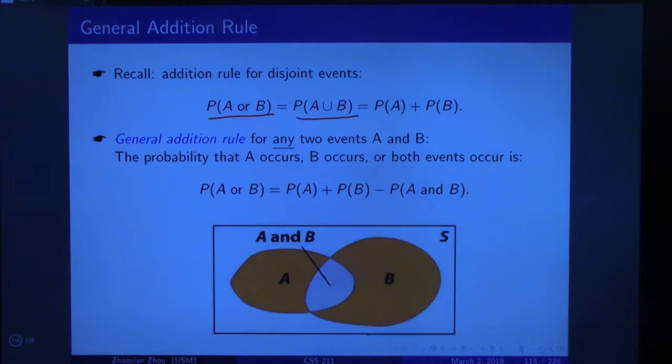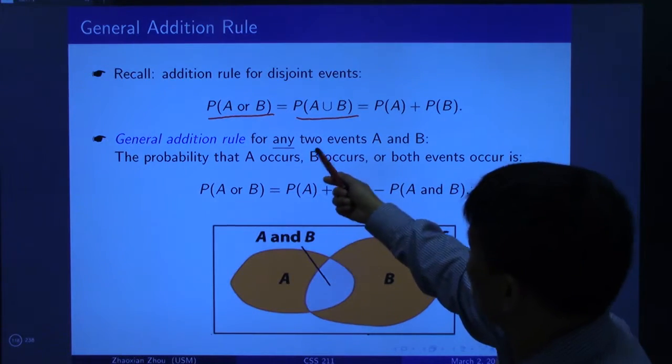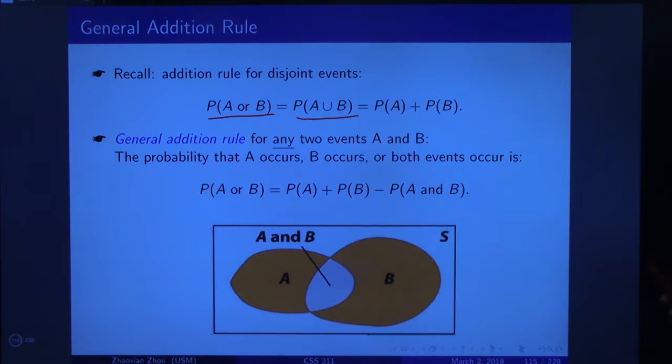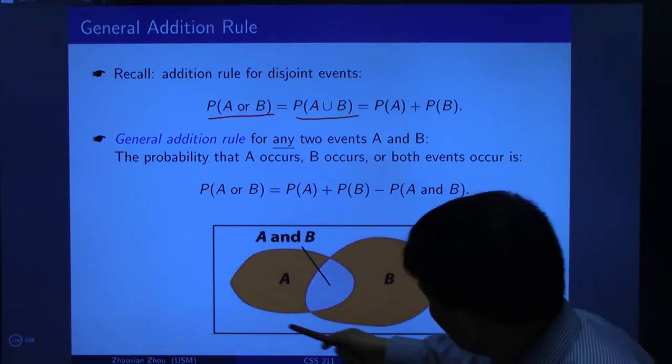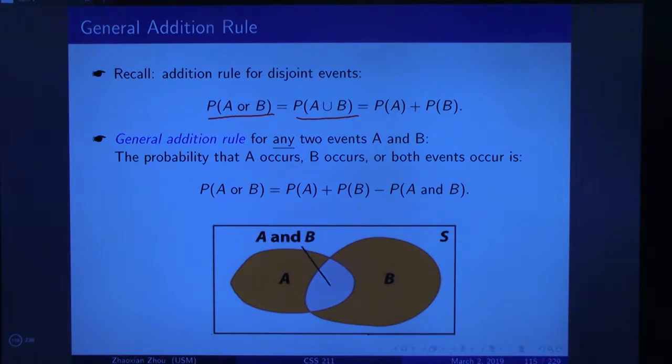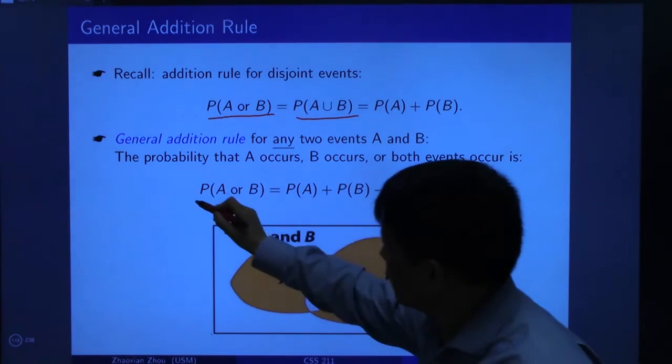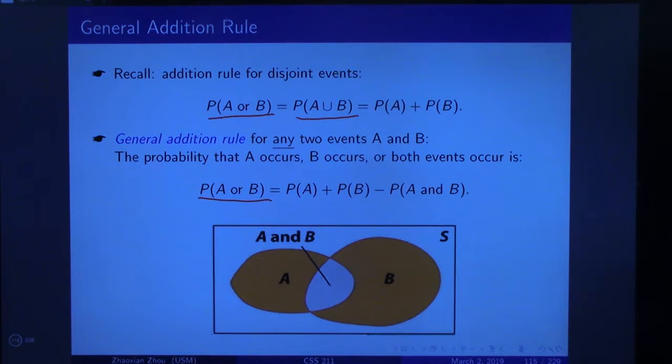Now, how about if these two events A and B are just in general? That means they may not be disjoint. That is called the general addition rule for any two events A and B. In this Venn diagram, this is event A, this is event B. It looks like they are not disjoint. So what is the probability for A or B in this situation?